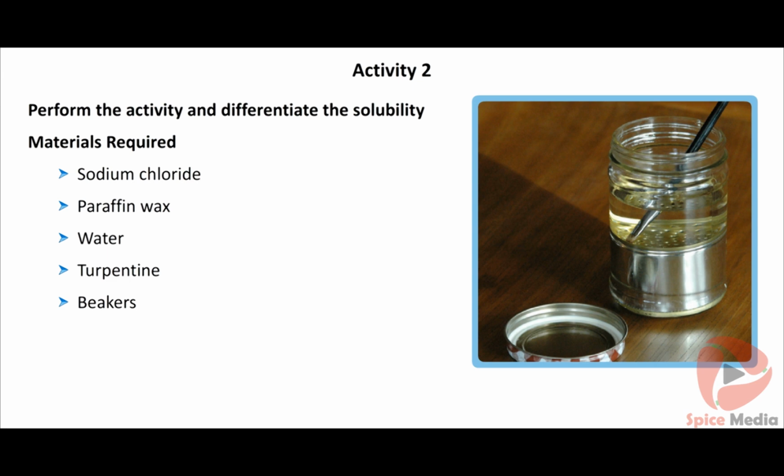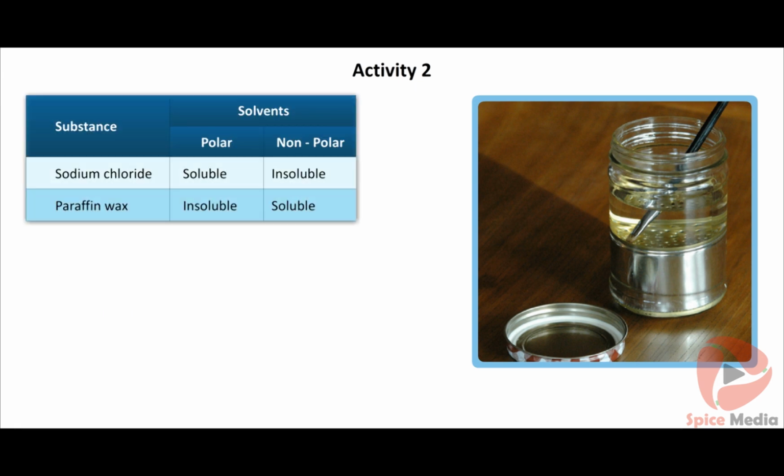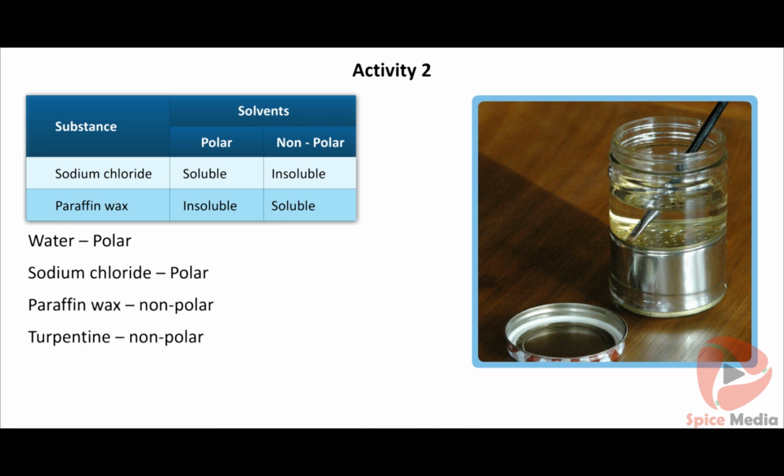Procedure: take water and turpentine in separate beakers. Add sodium chloride to both the solvents. Observe the solubility. Add paraffin wax to both the solvents separately in another beaker. Note the solubility. Differentiate the solubility. Sodium chloride is soluble in water. Paraffin wax is soluble in turpentine. Since water is a polar solvent, it can't dissolve the non-polar compound paraffin wax. Similarly, since turpentine is a non-polar solvent, it can't dissolve the polar sodium chloride compound.